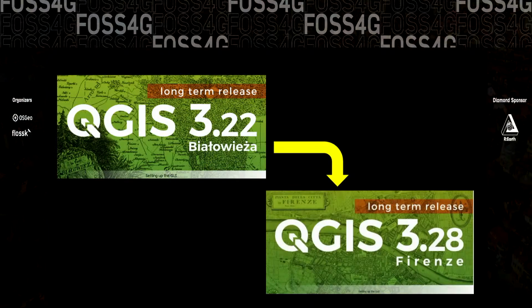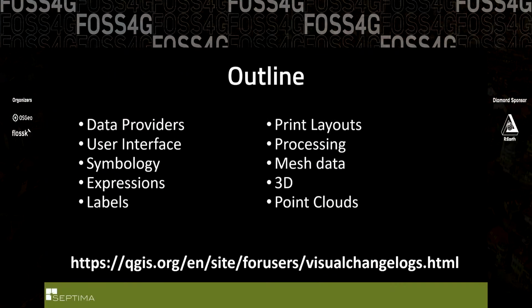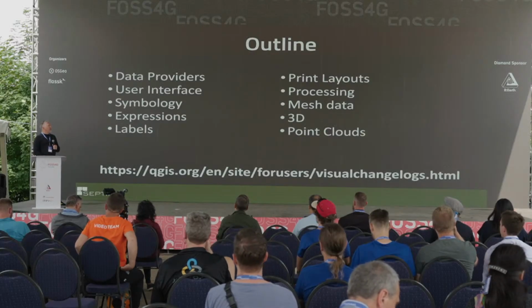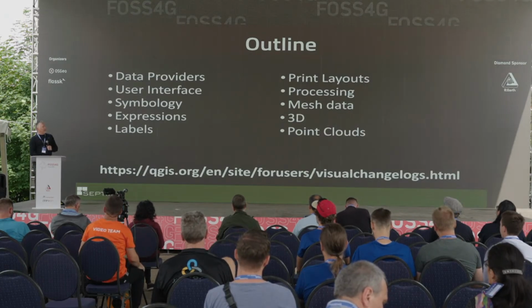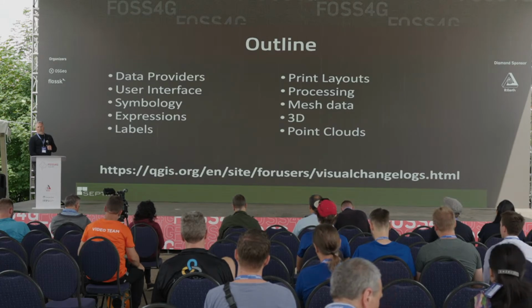So let's start out with comparing what you'll see differently in the new long-term release, 3.28, FOSS4G. I'm going to go through this kind of categorically, and as a caveat, I don't have time to go through all the new features. That would take a couple hours. I've selected some that I think are most important and some that might be overlooked, convenient features by category. You can always use the visual change logs to read about these features in more detail.